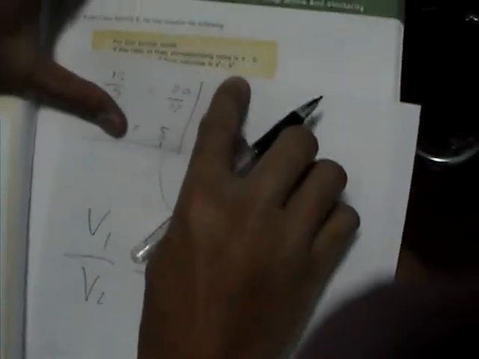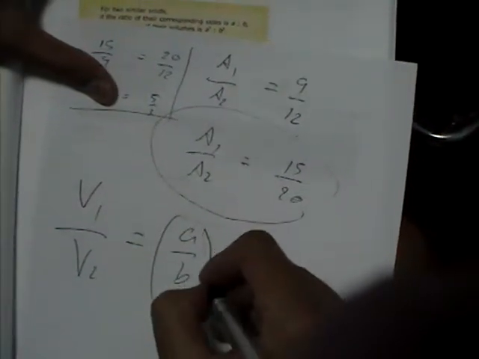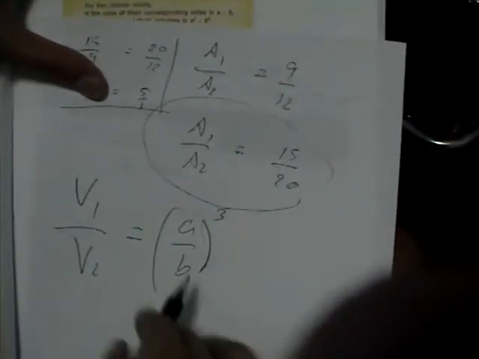So that's easy. Now volume is the same thing. For two similar solids or volumes, volume 1 over volume 2 is equal to A over B. Same thing, A over B, but this time it's not squared, it's cubed. Okay, A over B cubed. That's it. There's no mystery.